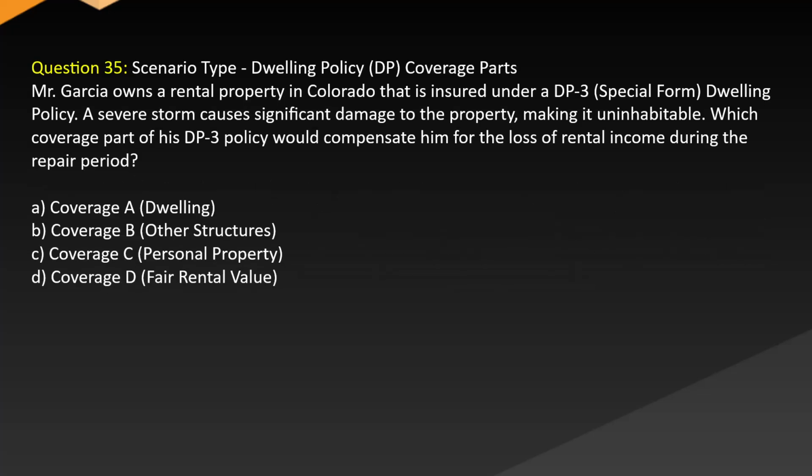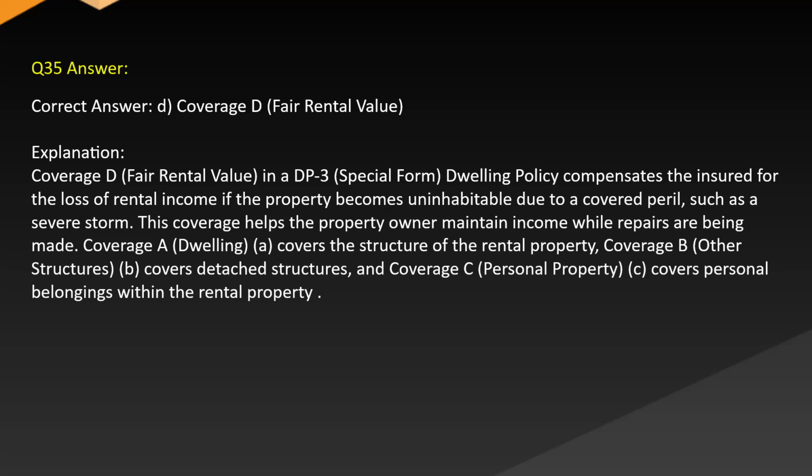Question 35. Scenario type. Dwelling policy (DP) coverage parts. Mr. Garcia owns a rental property in Colorado that is insured under a DP-3 Special Form Dwelling Policy. A severe storm causes significant damage to the property, making it uninhabitable. Which coverage part of his DP-3 policy would compensate him for the loss of rental income during the repair period? A. Coverage A, Dwelling. B. Coverage B, Other structures. C. Coverage C, Personal property. D. Coverage D, Fair rental value. Correct answer: D. Coverage D.